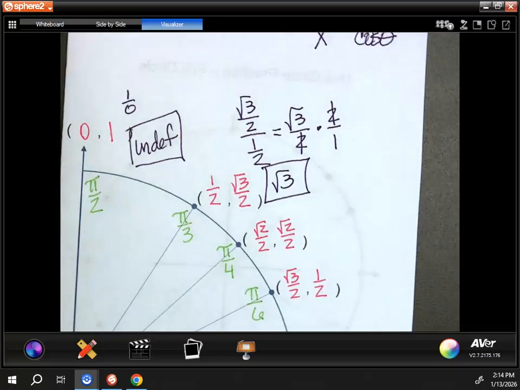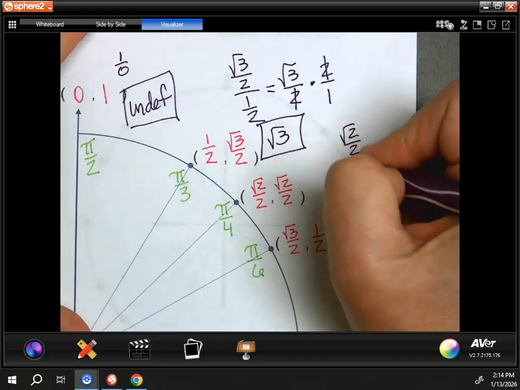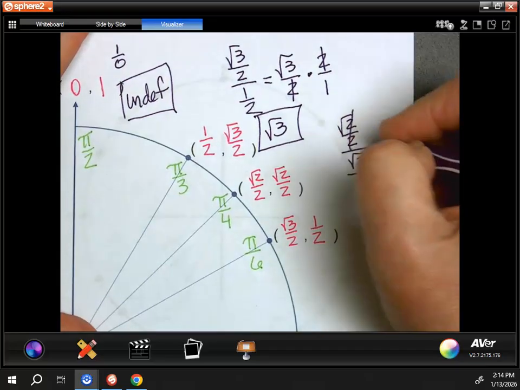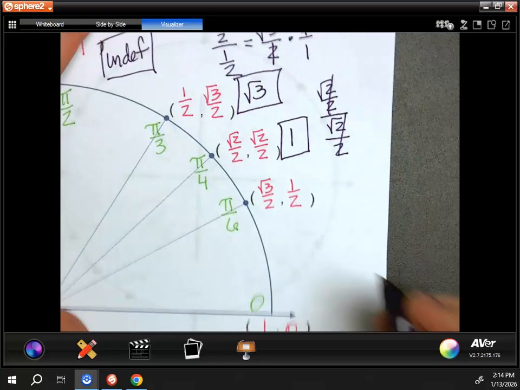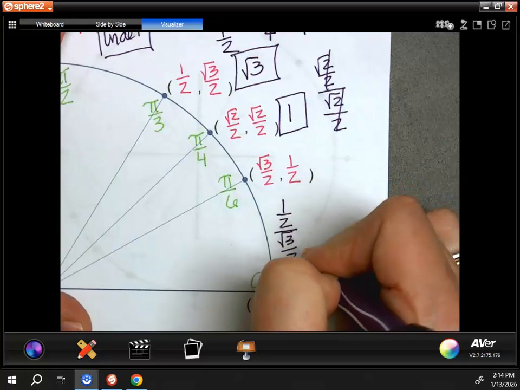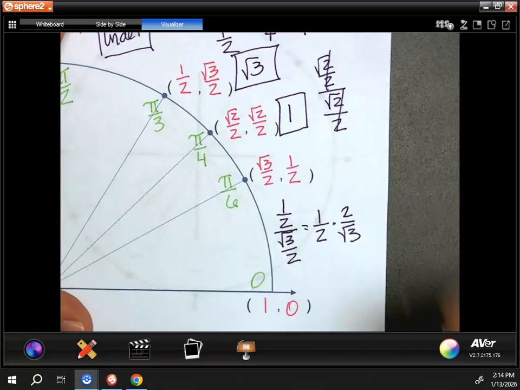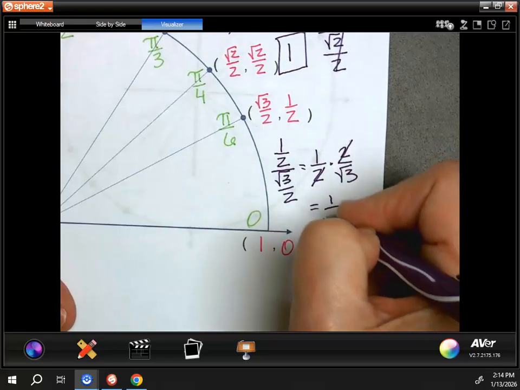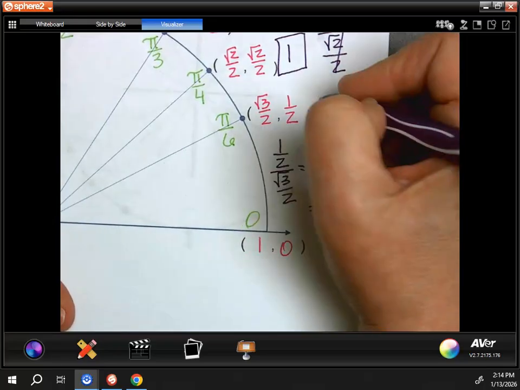Everybody with me? Yes? All right, so then I have square root of 2 over 2 over the square root of 2 over 2. What does that become? 1. Those cancel out, it's just 1. Plus, I already told you, right? Then here, I would put 1/2 over square root of 3 over 2. So that becomes 1/2 times 2 over the square root of 3. The 2's cancel out, so that leaves me with 1 over the square root of 3, but I can't leave it like that. What does that become? Square root of 3 over 3.